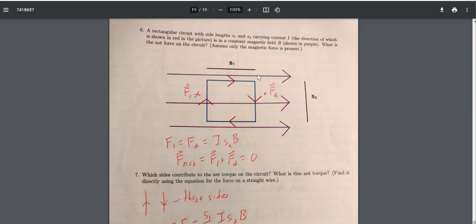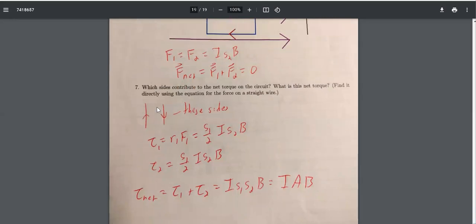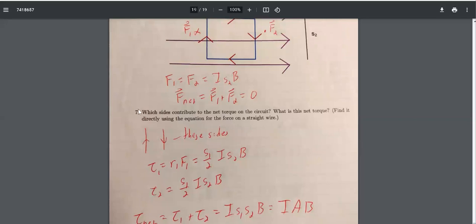If we do the same thing for this one, we put our fingers down along this direction and curl them in the direction of the magnetic field. So fingers down, we curl to the right, your thumb is pointing out. So that's the direction of the force here. So our forces have the same magnitude, but opposite directions, which means that our net force is 0. Now we're asked to find torque. Well, we sort of already did this part. We said only these two have forces on them, which means those are also the only sides that have torques.